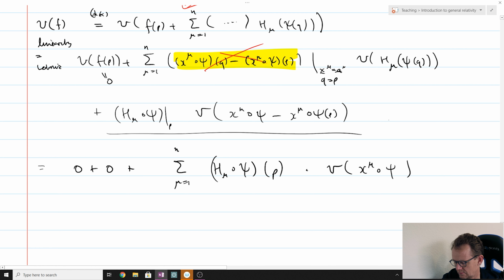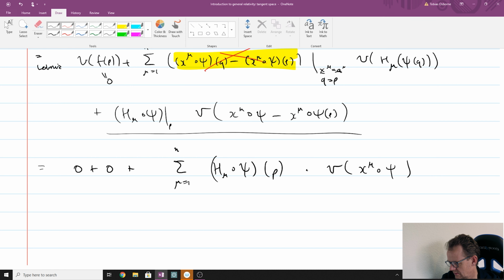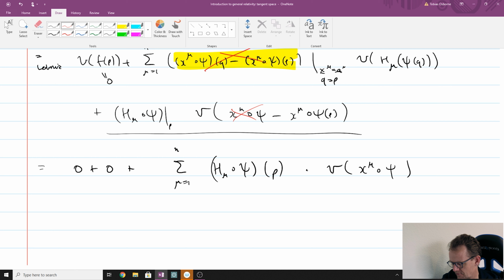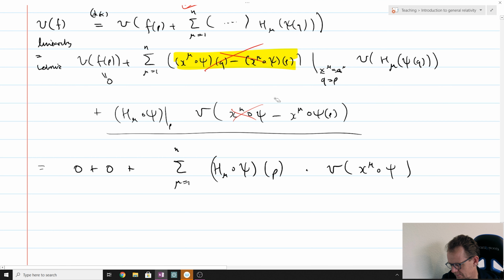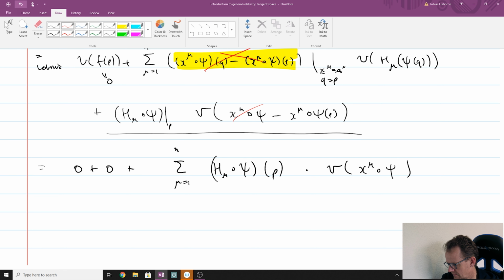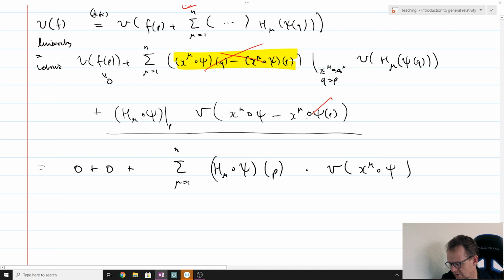And why is it that I've only got the second term there? Well, the first one is 0, right? Sorry, the second term is 0. This term here is 0 because it's just a constant, it's just a number, and V of any constant is 0.